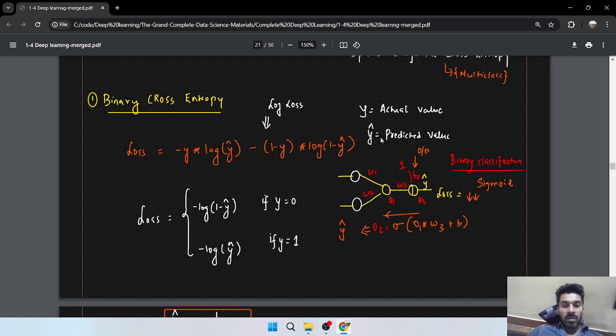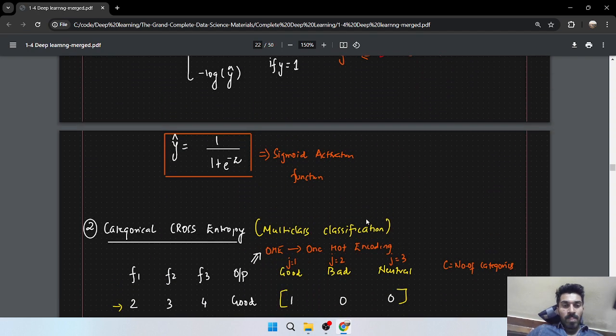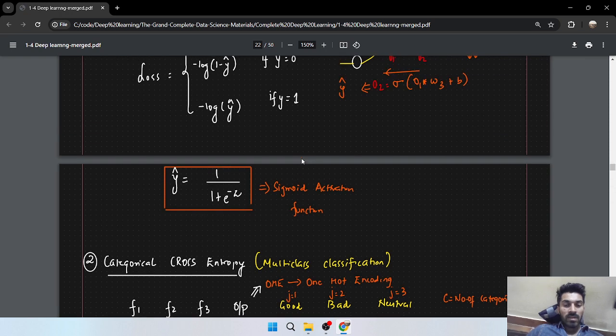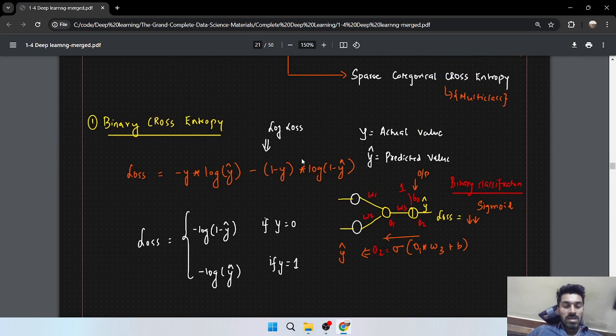Here y is the actual value and y bar is the predicted value. So the formula looks like: minus y times log y bar minus (1 minus y) times log (1 minus y bar). The sigmoid activation function looks like 1 upon 1 plus e raised to the power of minus z. We already know this sigmoid activation function. So this is the formula for loss, or we can say binary cross entropy.